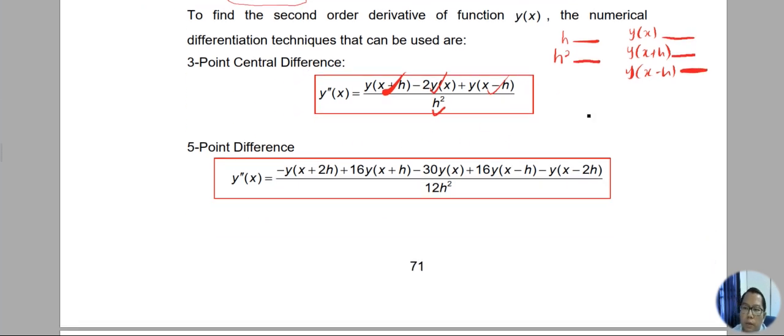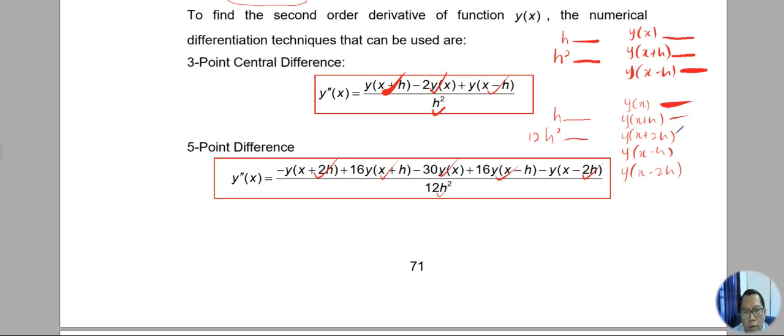While for the 5-point difference, first we have to determine the h value, and then 12h squared, and then what is y(x), y(x plus h), y(x plus 2h), and then y(x minus h), and also y(x minus 2h).